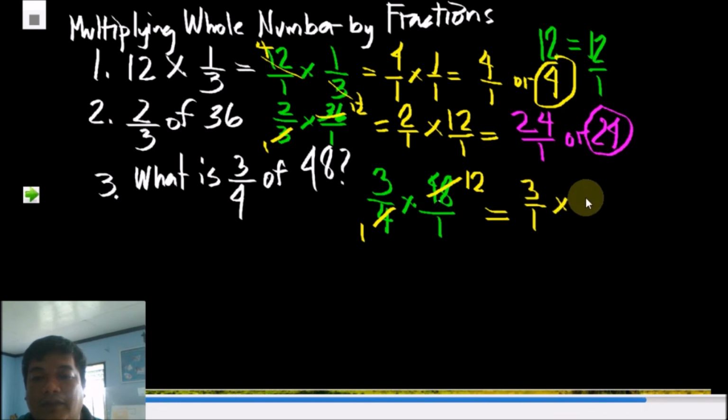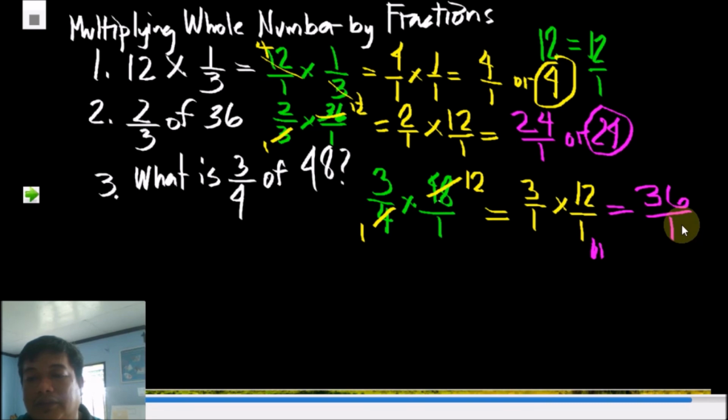Okay, so 3 over 1 times 12 over 1. Then proceed to multiplication, numerator to numerator and denominator to denominator. 3 times 12 is 36. Then 1 times 1 is 1. So 36 over 1, or 36.